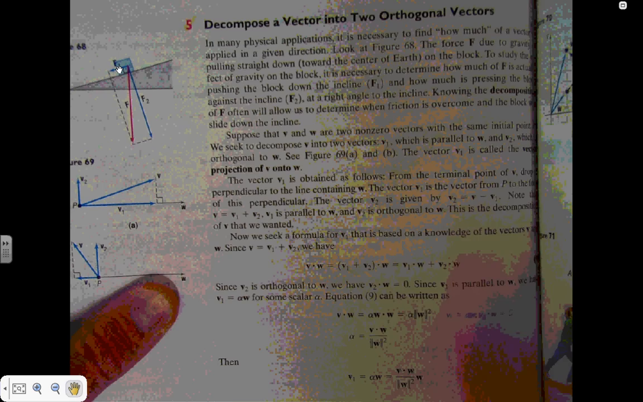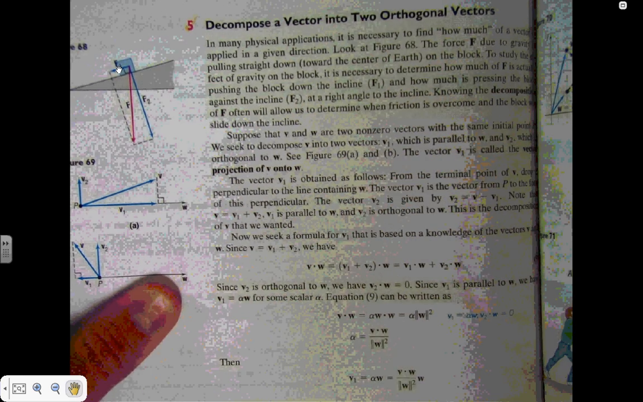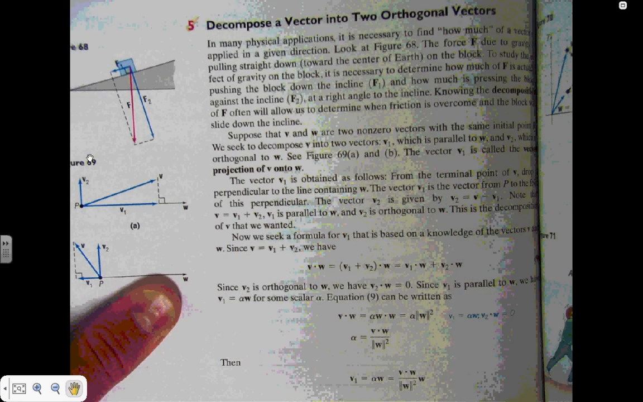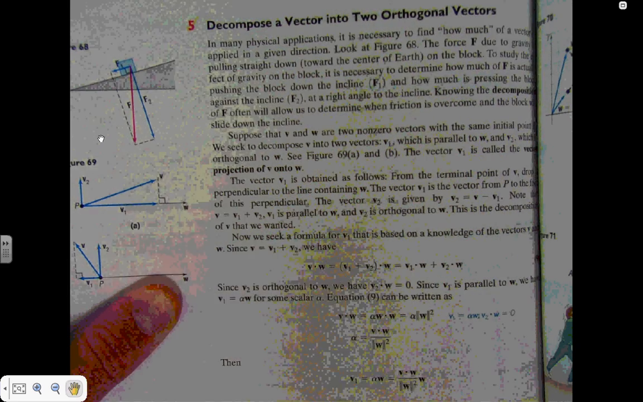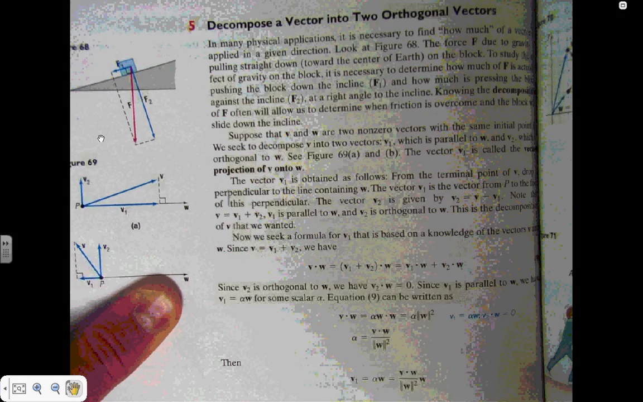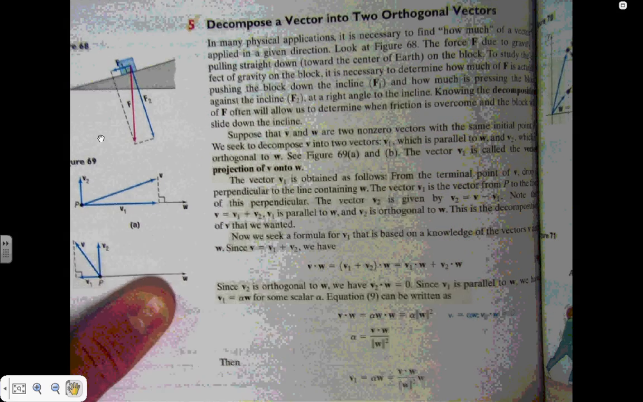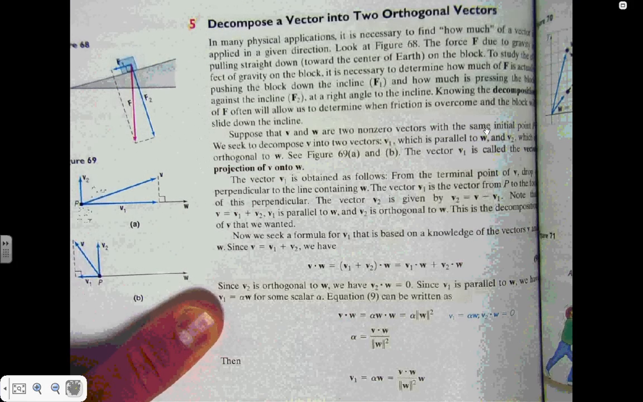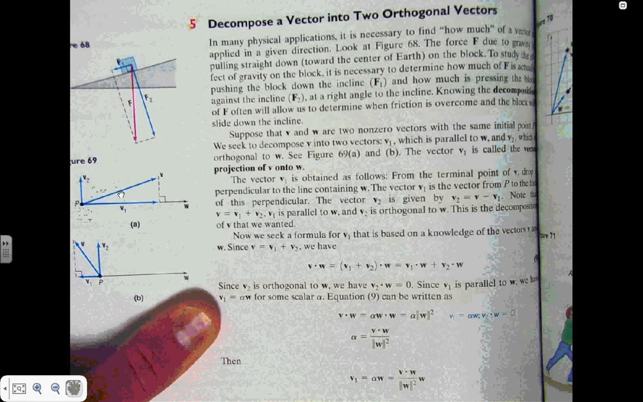And how much is pressing the block against the incline at a right angle to the incline? Knowing the decomposition of F will often allow us to determine when friction is overcome and the block will slide down the incline. Okay, so suppose that blah, blah, blah, and it breaks down into this.